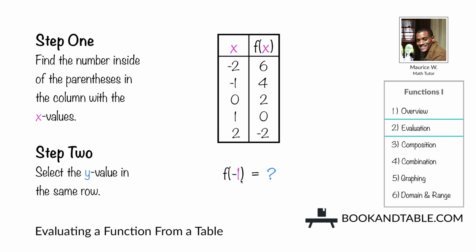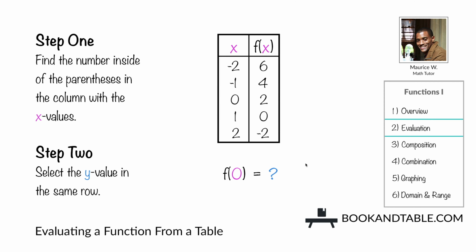So for the first one, f of -1, you want to find the number inside of the parentheses, which is -1, in the column with the x values. So our x is -1, so we go to the column with the x's and we find -1, and we select the y value in the same row, which is 4. So f of -1 is equal to 4. So what is the value of the function for this value of x?